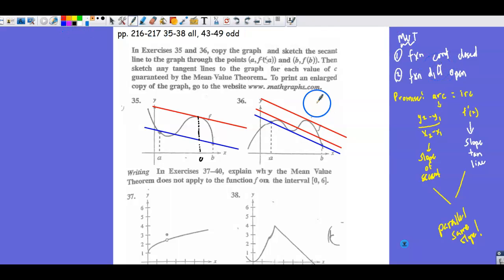So this is just a visual representation. At this particular value of x right here, we'll call it c, and at this value of x right here, we'll call it d, the instant rate of change equals the average rate of change.